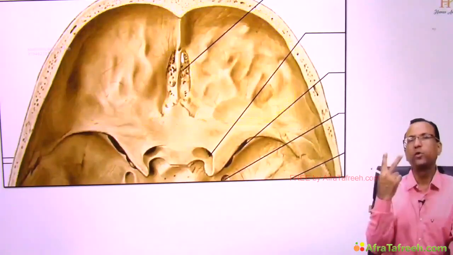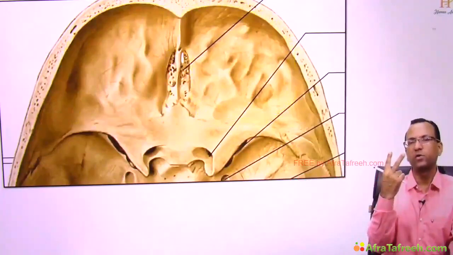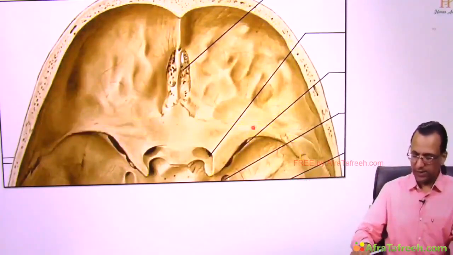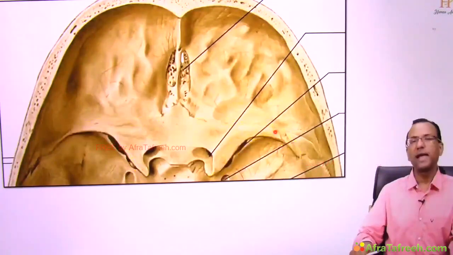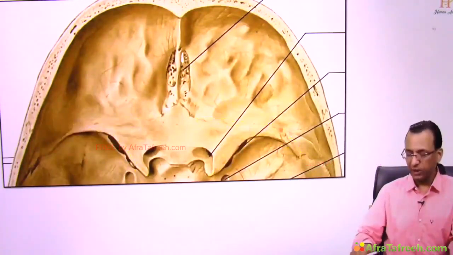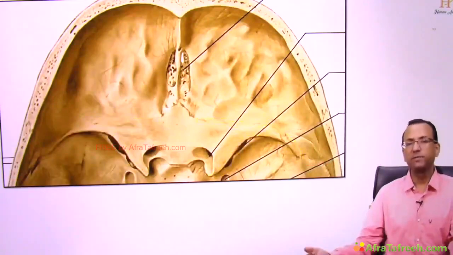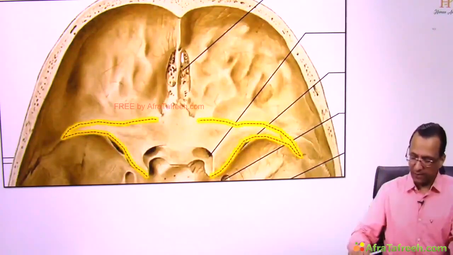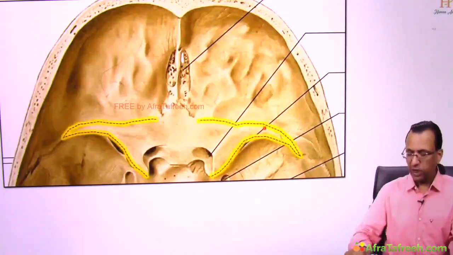Actually, there are two bones at the roof of orbit. One is the frontal bone. Who is the other one? The lesser wing of sphenoid. So this is the lesser wing of sphenoid at the floor of the anterior cranial fossa, and the roof of the orbit. Remember, there are two bones at the roof of orbit: one is the lesser wing of sphenoid and the other is the frontal bone.